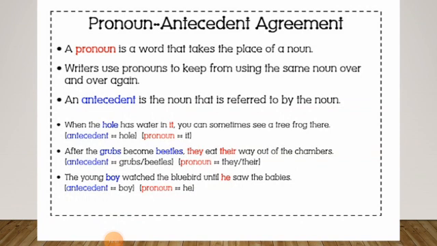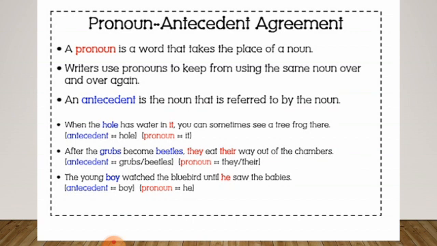After that, we have pronoun antecedent agreement. A pronoun is a word that takes the place of a noun. Writers use pronouns to keep from using the same noun over and over again. An antecedent is the noun that is referred to by the pronoun. You know that a pronoun is a word that is used instead of a noun. Antecedent is the noun that is referred to by the pronoun.